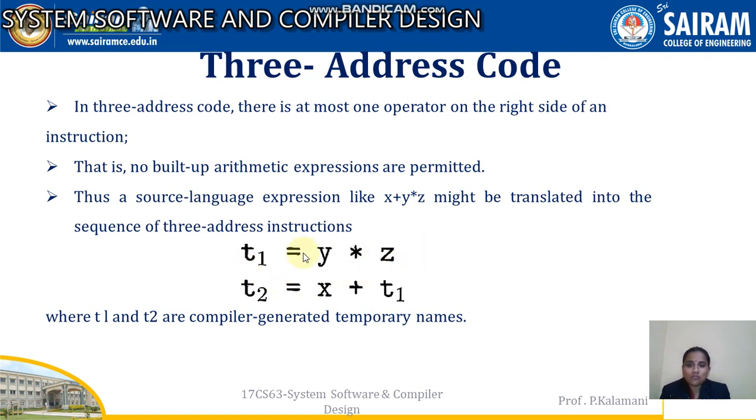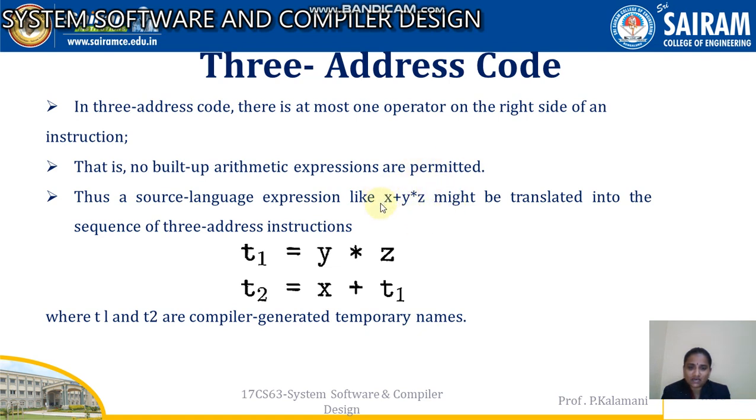That is, no built up arithmetic expressions are permitted. Built up expressions are not permitted in 3 address code. Take the source language expression x plus y star z. This is not in 3 address code, because here we have 3 operands and 2 operators. So it is not a 3 address instruction.